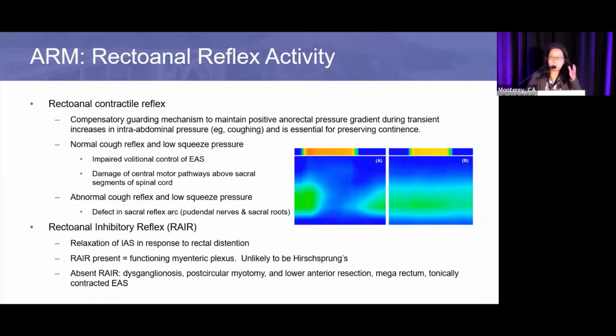The loss or the absence of RAIR generally can suggest dysganglionosis, some kind of post circular myotomy, low anterior resection, megarectum, or tonically contracted external anal sphincter.